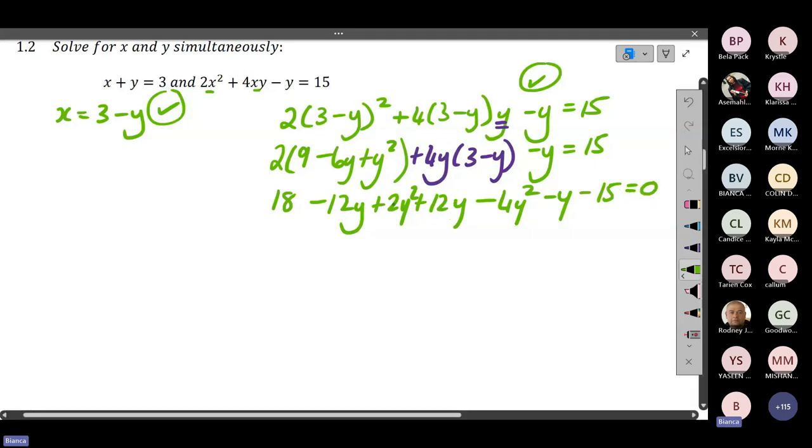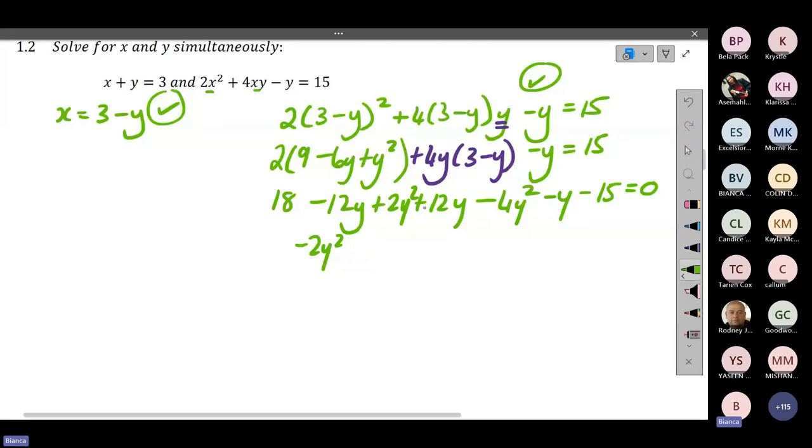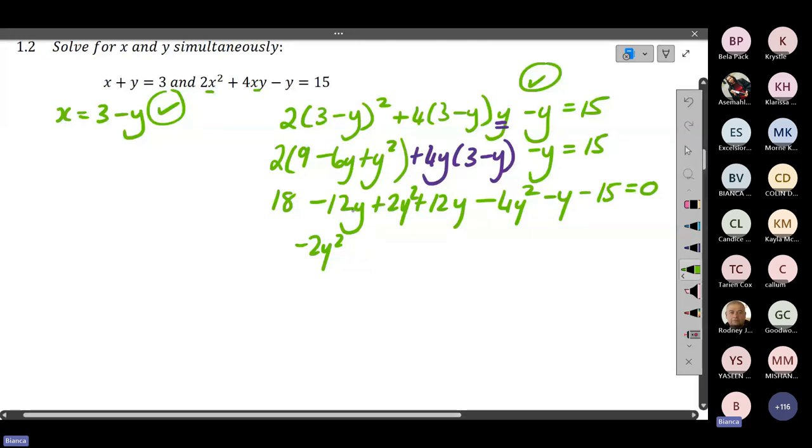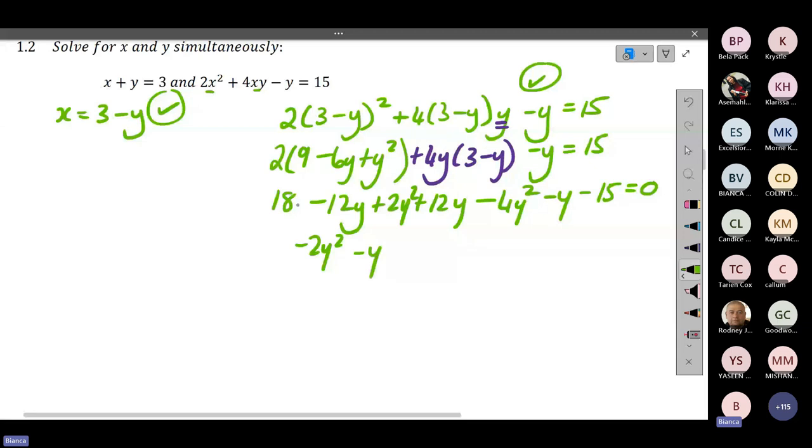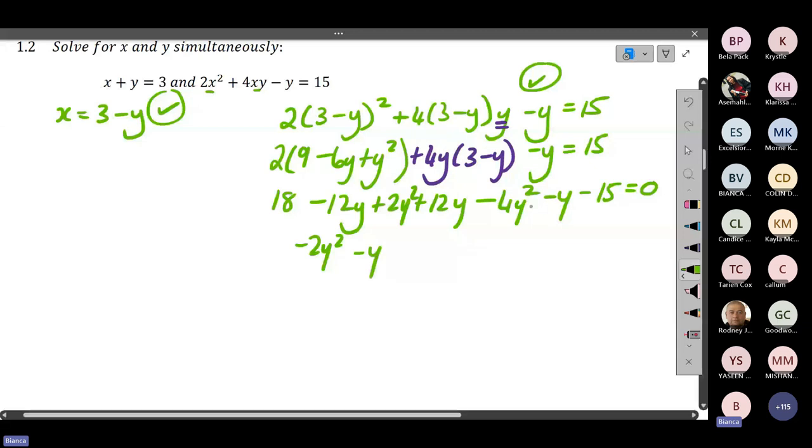So 2 minus 4 is minus 2y squared. Let me just check. Minus 12 plus 12 is 0, minus y is minus y, and then 18 minus 15 is positive 3. Now I said earlier that I hate it when the coefficient in the front is negative, but it doesn't mean there's something wrong with it being negative, because your quadratic formula sorts it out for you. So don't get rid of a negative, leave it like that, as long as it's in standard form.